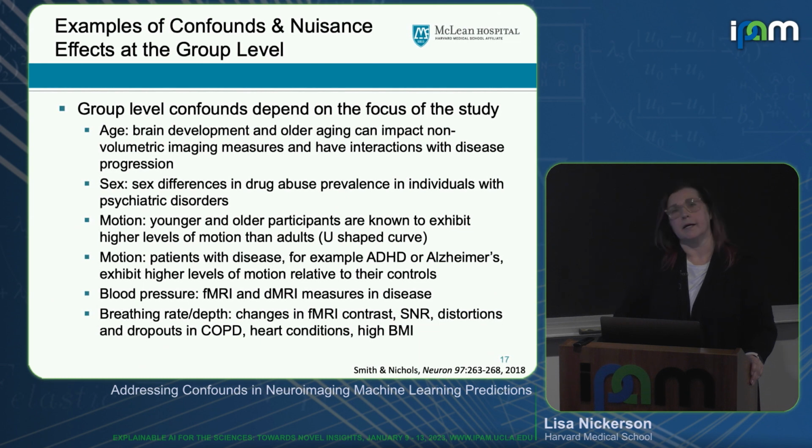Okay, so at the group level or the population level, you can also have various confounds, and those will usually depend on the focus of the study. So in some cases, age could be a real confound if you're looking at disease progression during periods of brain development, like in adolescence, or in older aging. Age can be a confound to looking at disease in those groups, for example.